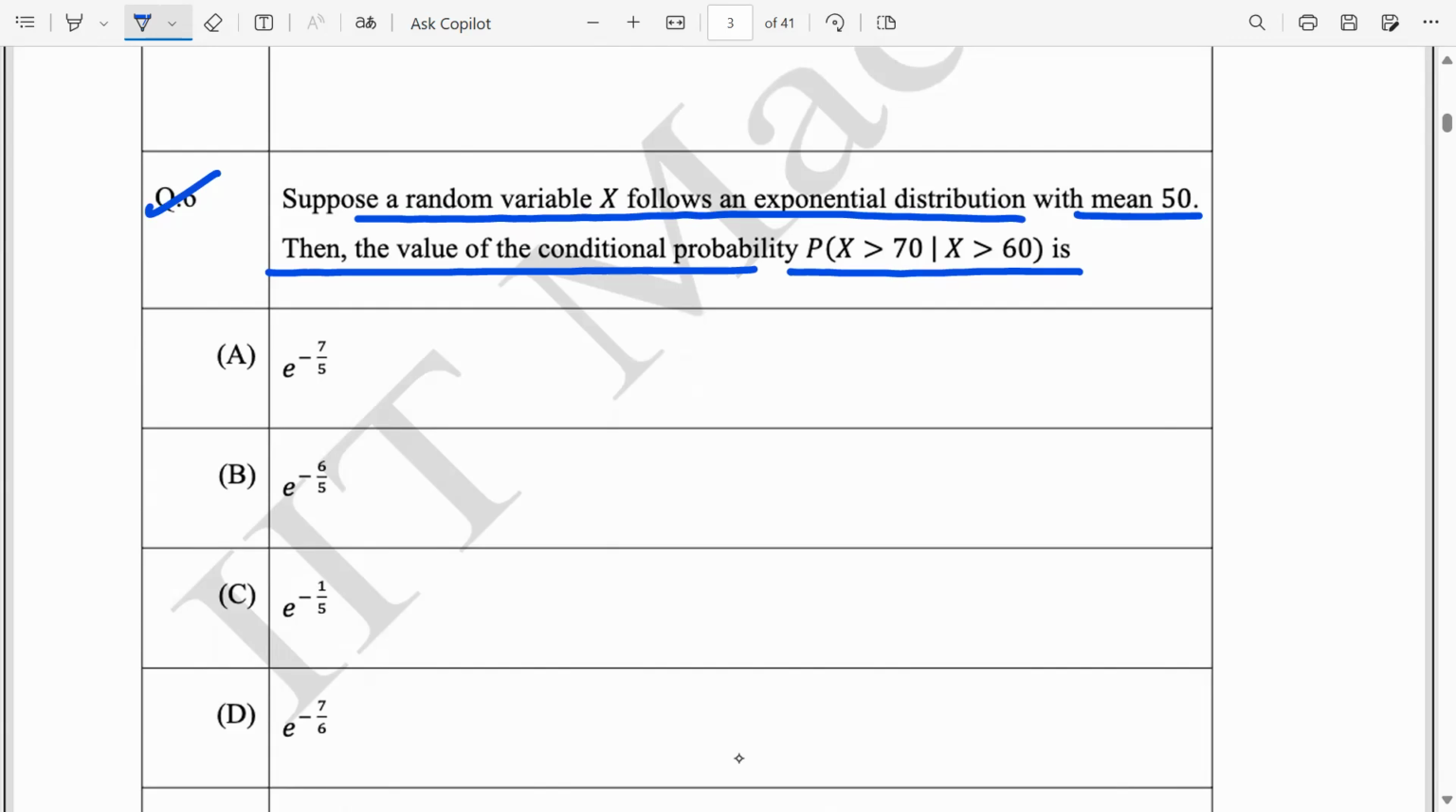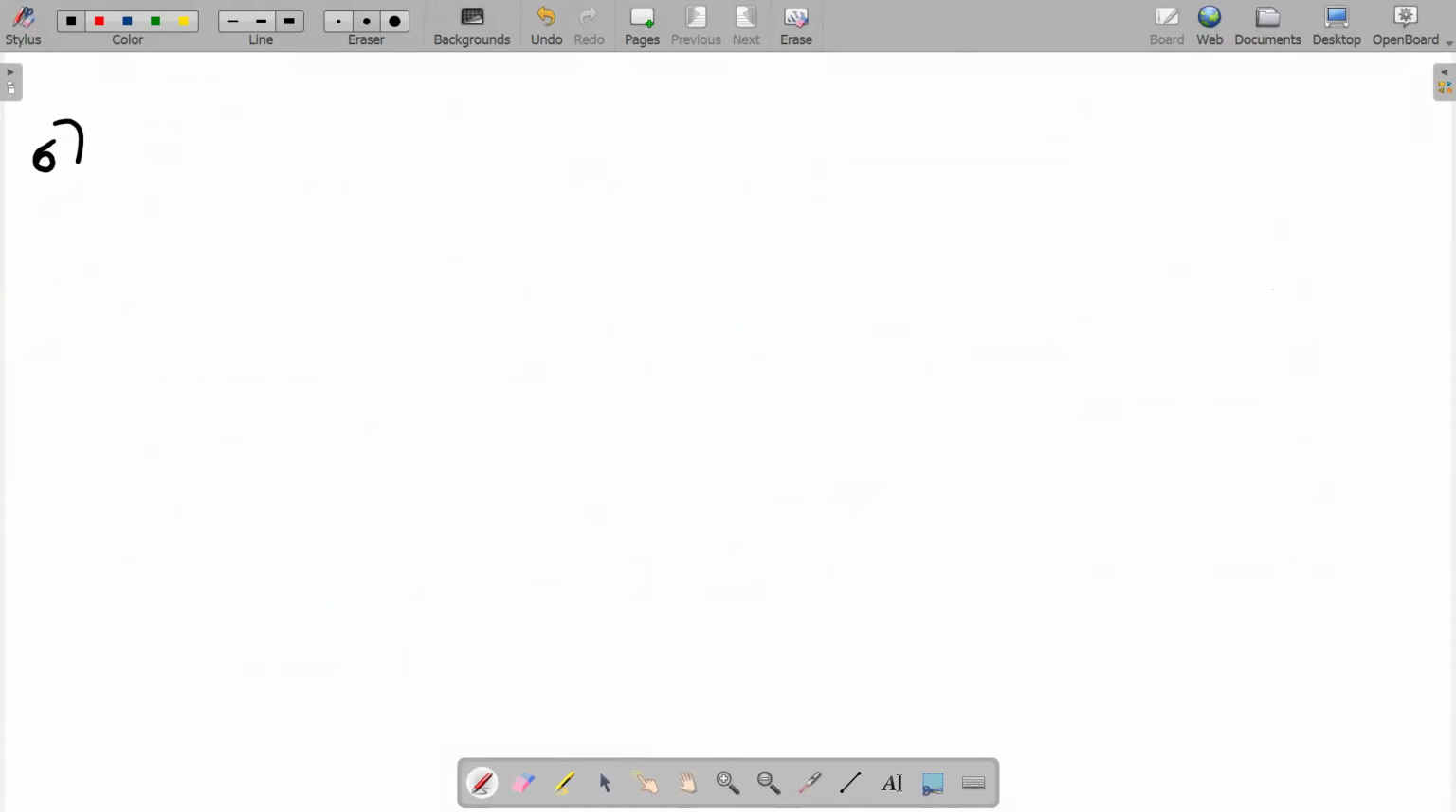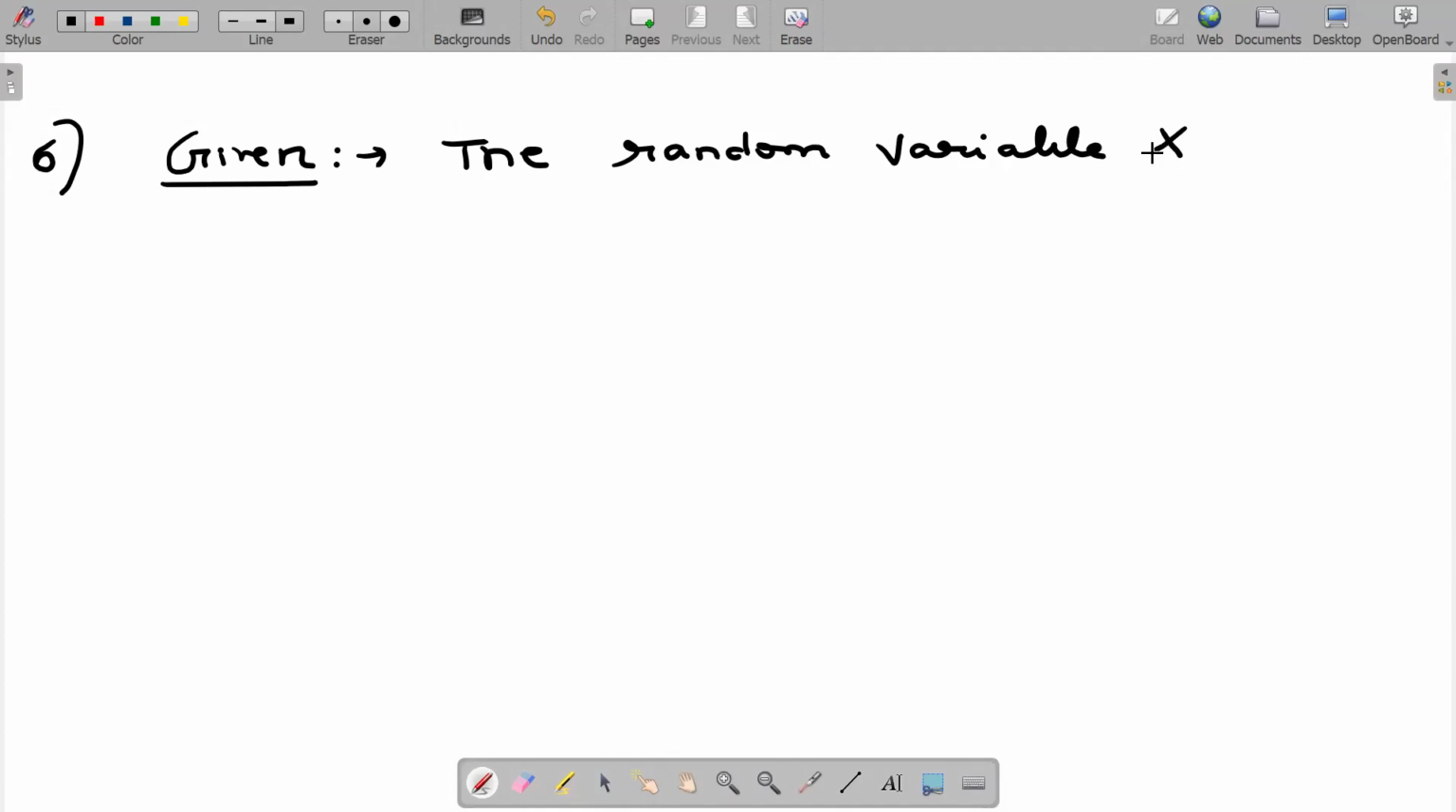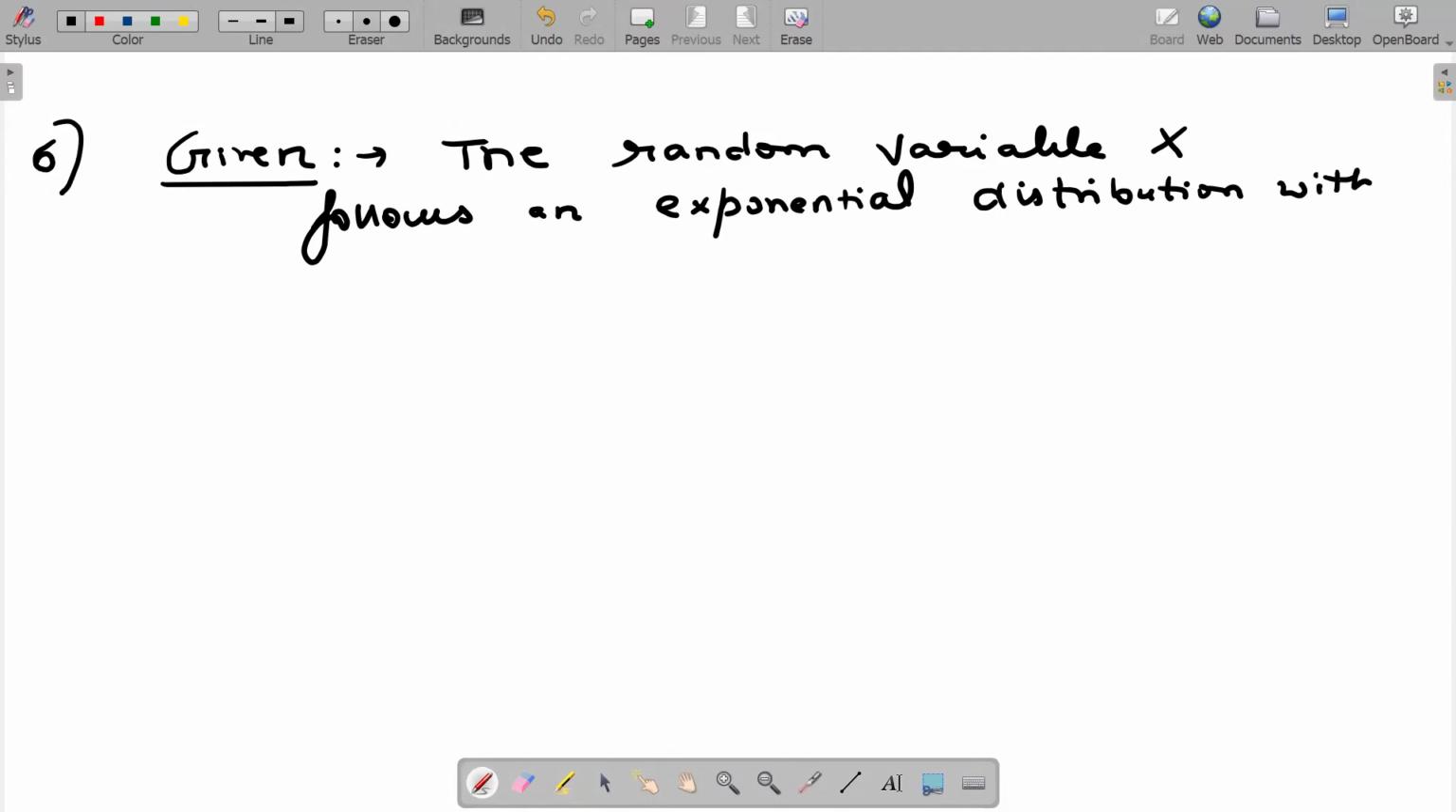So if I come to the whiteboard to solve this, erasing this part off. We are given that the random variable x follows an exponential distribution with mean 50.